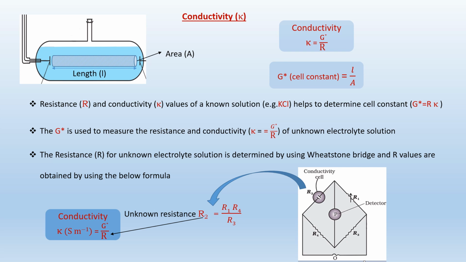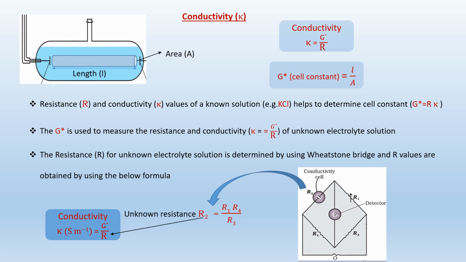That is, G star value is equal to R into kappa, which shows the G star value. So you find out the G star value. The only thing is you have to find out the R value. If you know the R value, you can easily calculate the conductivity of the electrolyte. Okay, how can you measure the R value?